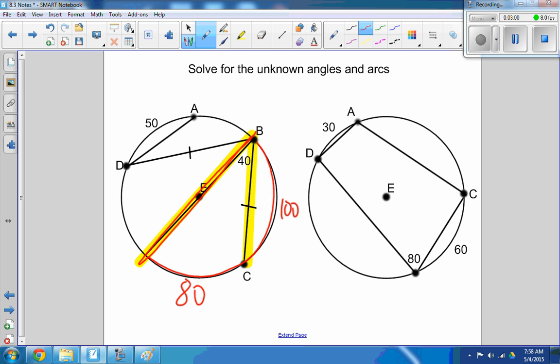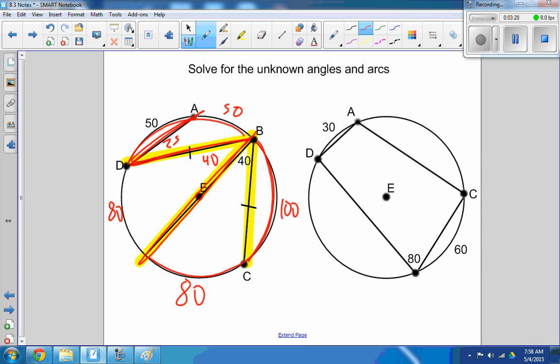Then the other side, you'll notice, look, these chords are congruent. Thus, the arcs have to be congruent. So this whole arc is 100. This whole arc is 100. So this has to be 50. Half of that, because look, here's this inscribed angle, half of that's 25 degrees. Then this arc has got to be 80. So this angle, 40 degrees.